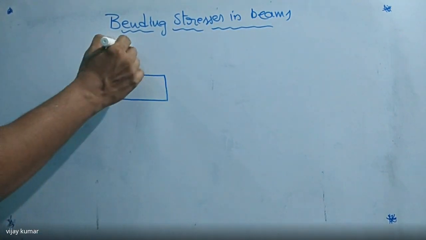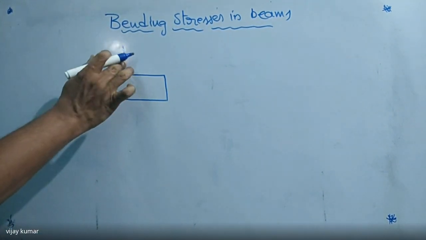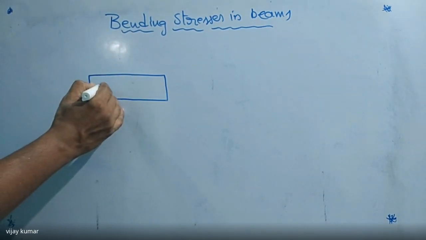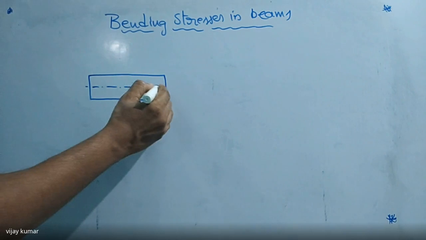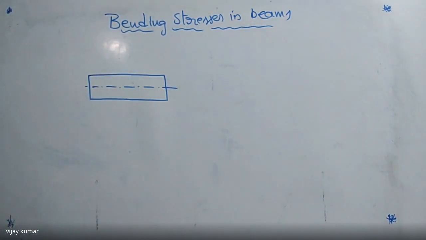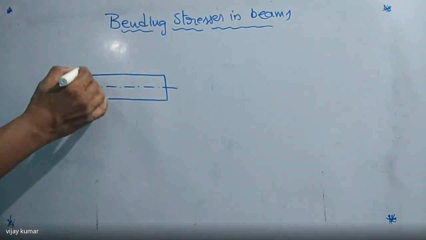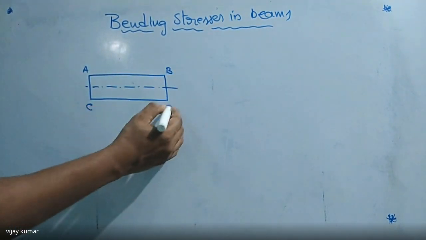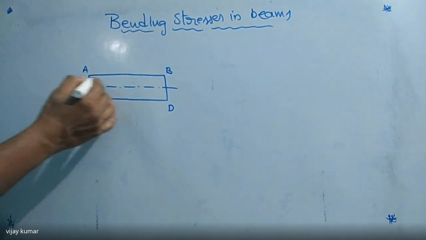So this beam is subject to some load here. Before applying the load, this is having some axis. This is having some axis. This one is nothing but AB, this one is CD, and this one is nothing but EF.